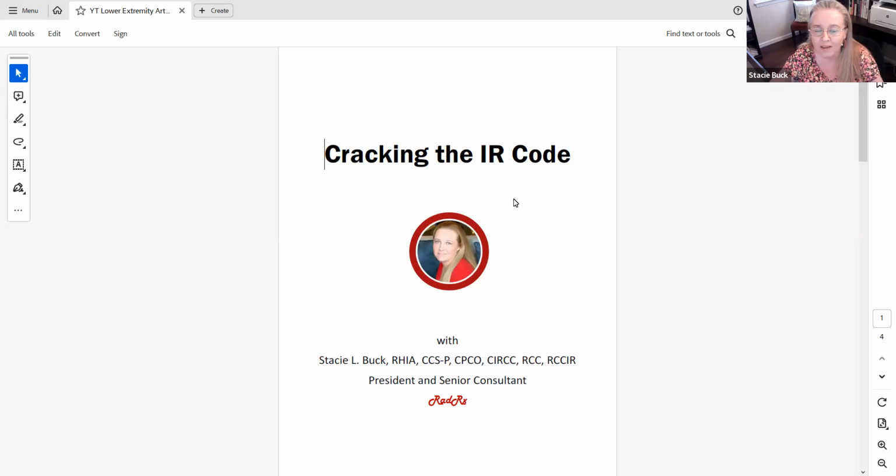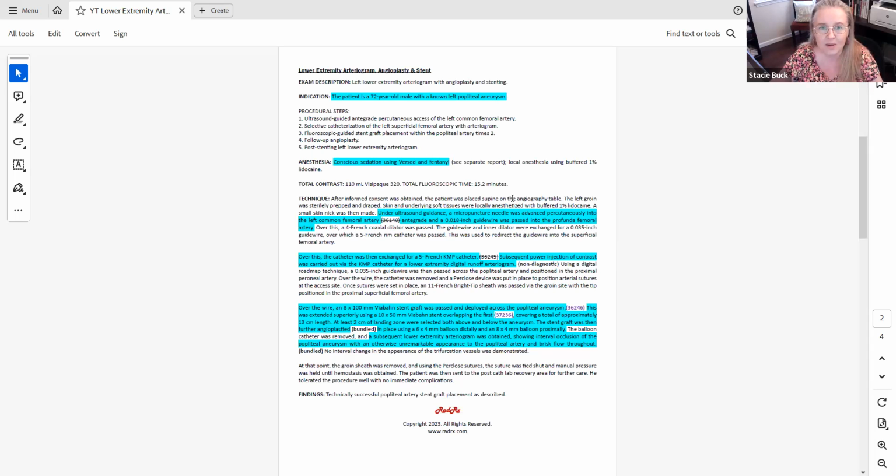So here we are with case study number 2, and this week's is going to be a little bit less complex than what we looked at for the first one. I've chosen to look at a case with a lower extremity arteriogram, also with an angioplasty performed with stent placement.